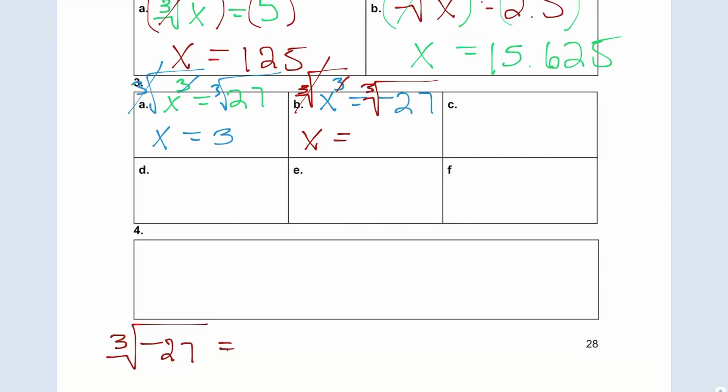I can rewrite this, not multiple ways, but I can rewrite this as the cube root of negative 3 times another negative 3 times another negative 3. Right? I'm multiplying this negative 3 by itself 3 times. So the cube root of negative 27 is going to be negative 3. And yes, you can have a negative value for a cube root. Okay.